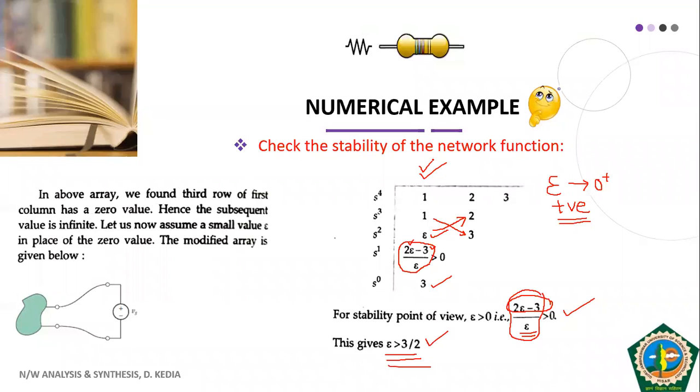So in case you happen to come across 0 in the first column of your Routh array, you have to solve your numerical like this. So with this numerical, the topic of determining the stability of network function by using the Routh array is completed. So one portion is completed, and I told you that the main important advantage of looking at the network function is that we can analyze the stability of the system, and that thing we have justified here with the help of numerical problems.